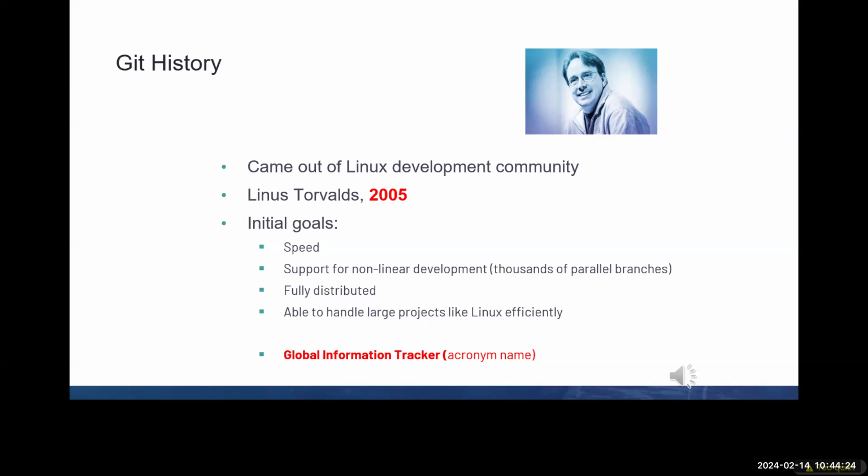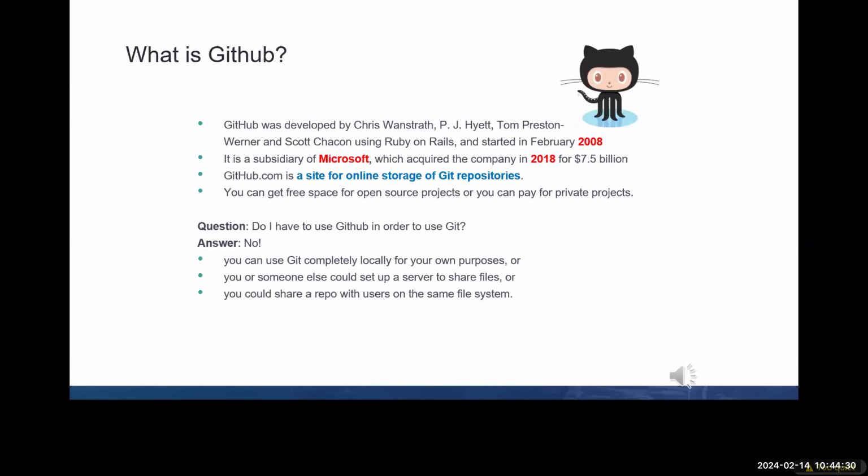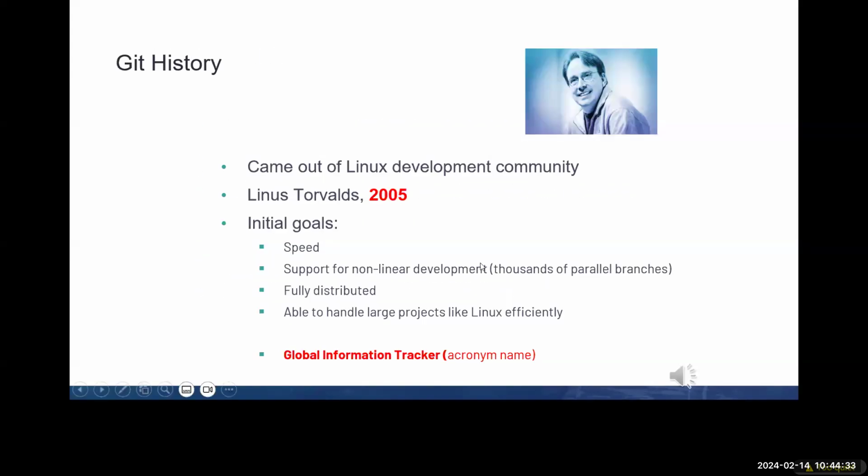Another goal is to support nonlinear development. Here, thousands of parallel branches. We will see what a branch means. And it is fully distributed, able to handle larger projects like Linux efficiently. And the global information is tracked here with this acronym name.